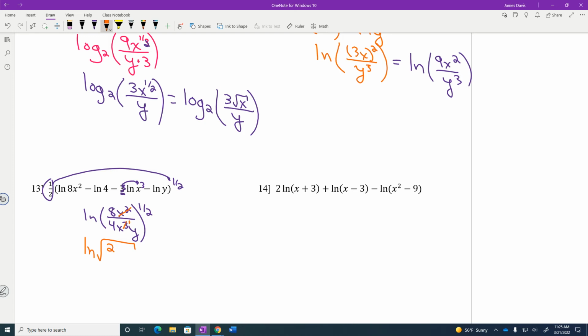So we have no x's left on top. We got 4. Sorry, 4 is gone. 8/4 is 2. And we just got 1 x left on the bottom and a y left on the bottom. So it's just the square root of 2xy. And this would be our final answer.